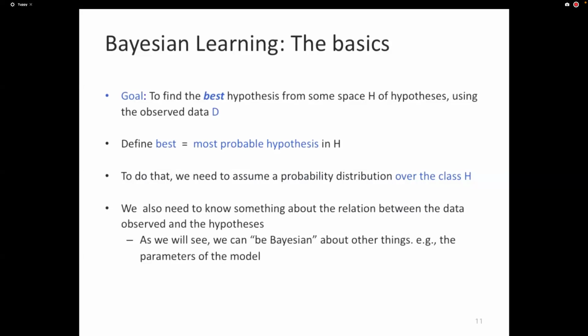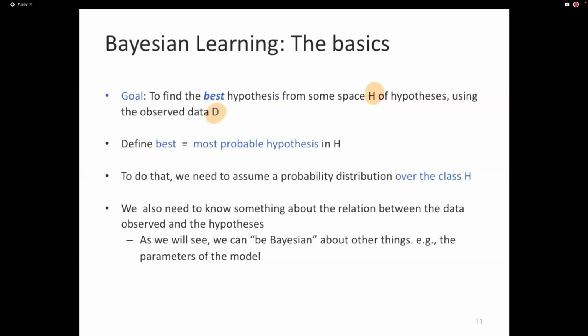To do that, we need to make some assumption about the relationship between the data and the hypothesis that's observed. In other words, given this data, we need to assign a probability distribution over the hypothesis space. So we need to come up with some relationship between the data and the hypothesis space, and we'll look at an example that hopefully will make this clear.